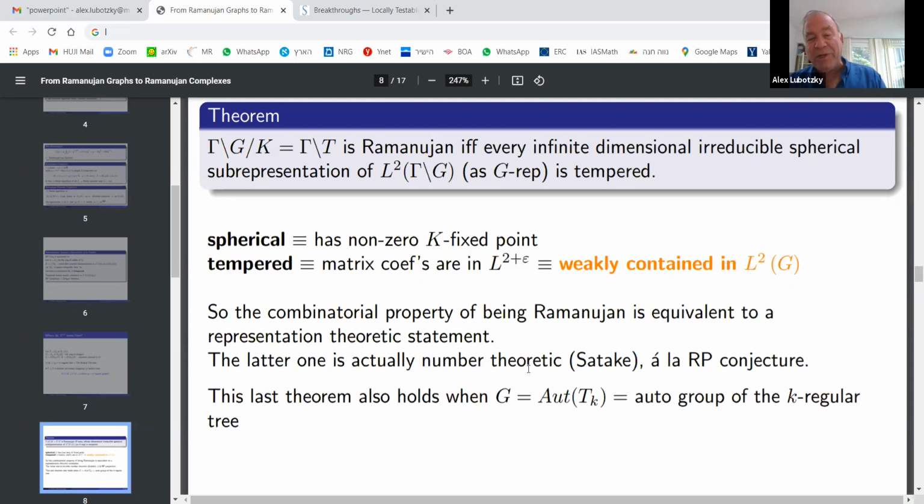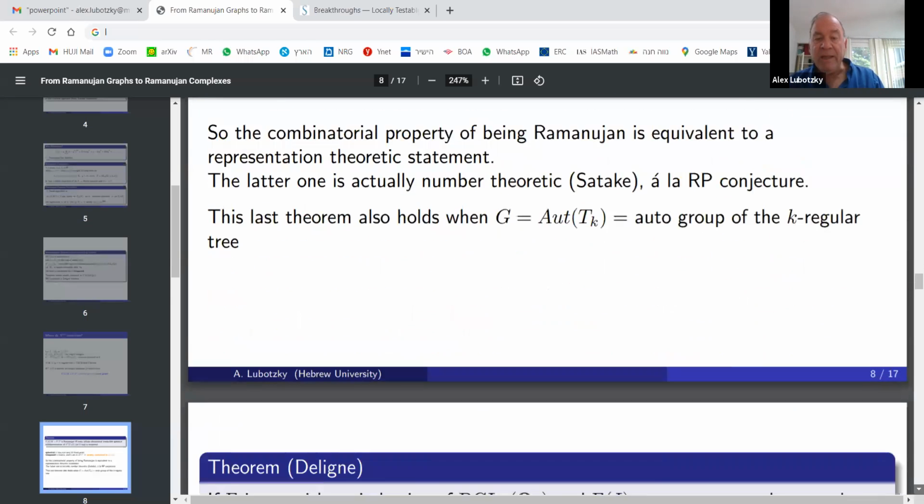And that representation theoretical statement, if you remember the Satake version of the Ramanujan conjecture, is really a number theoretical result. I mean, here I want to be careful, it's not equivalent to the full Ramanujan-Petersson, but it will be a corollary of it.